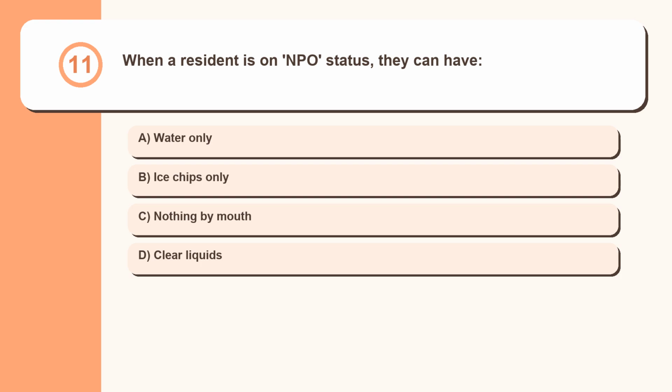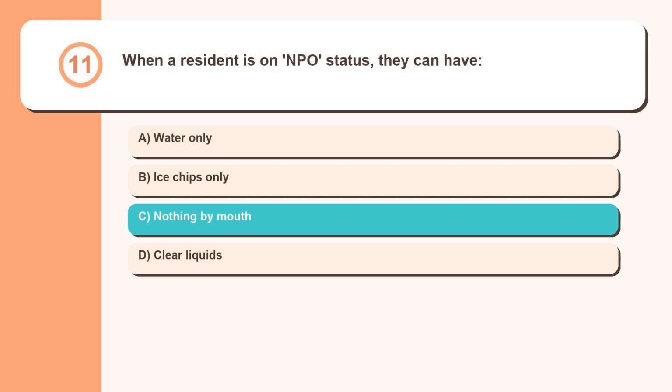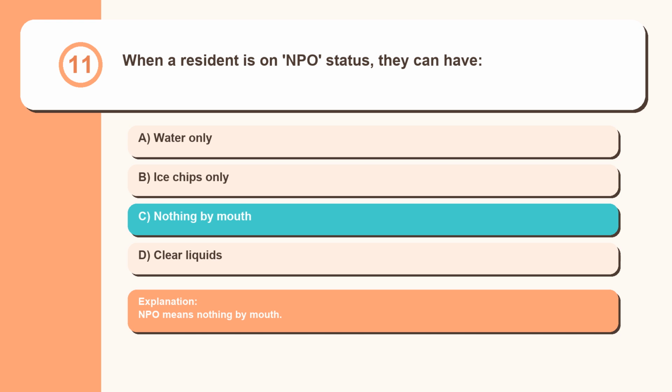Question 11. When a resident is on NPO status, they can have water only, ice chips only, nothing by mouth, or clear liquids. Answer: NPO means nothing by mouth.